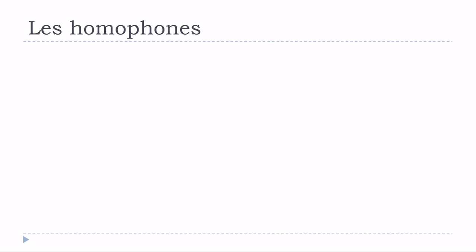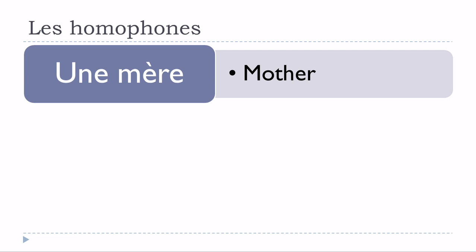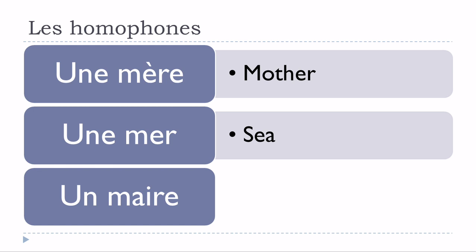Une mère. Une mère. Un maire. All right, so mère, mère, mère. All right, in both cases, here you've got the feminine form and then here it's masculine. Of course, it could be feminine as well because maire can be ladies as well.